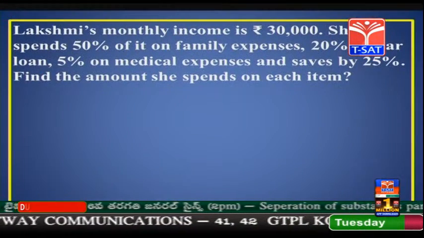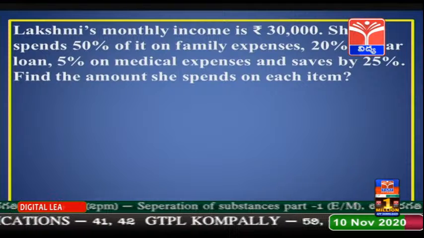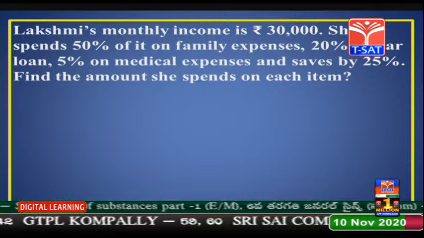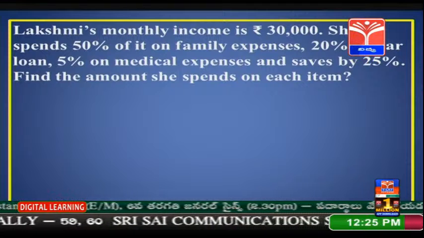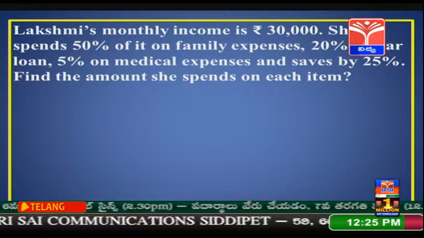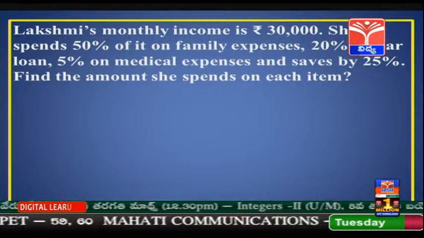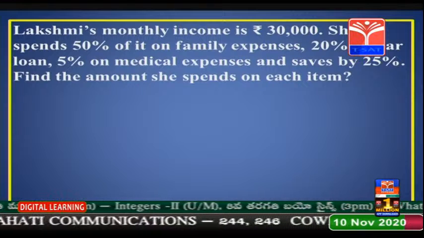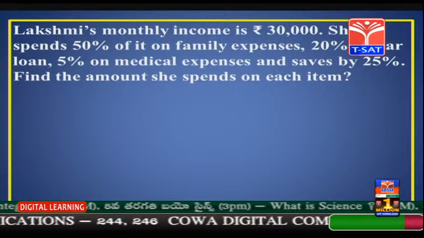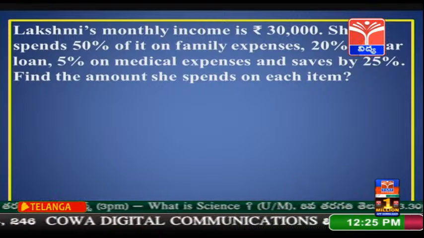Now, let us solve a problem to understand the percentage concept clearly. Lakshmi's monthly income is 30,000 rupees. She spends 50% of it on family expenses, 20% on car loan, 5% on medical expenses and saves 25%. Find the amount she spends on each item.